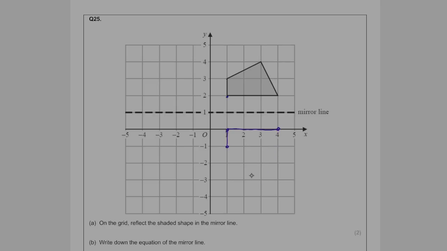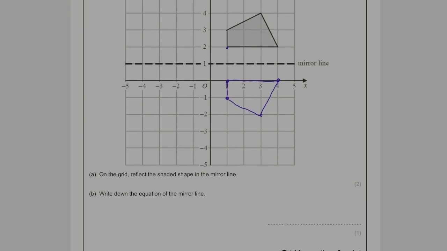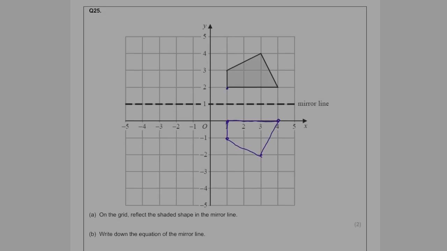And I've gone too high. 3 above, 3 below should take me to there. So that's my shape. And part B, write down the equation of the mirror line. So the equation of the mirror line is, well, if we look at the coordinates, y is 1 there and all the way across the line. So the line is y is equal to 1.